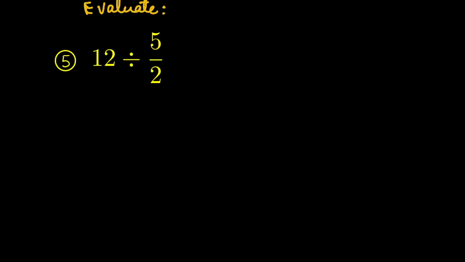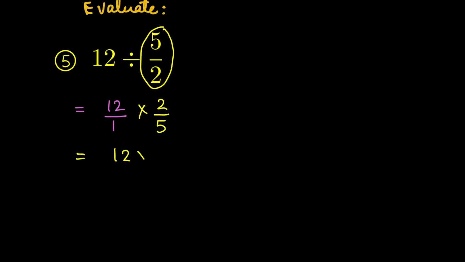Now the next example. Again we have 12. So we write 12 as 12 over 1, and then we write it as times. This fraction 5 over 2, we'll write the reciprocal of it, so it's 2 over 5. After this we write 12 times 2, and the bottom is 1 times 5. We can see that they don't have any common factor, or they are not multiples of the same number. So we can just leave it like this and write the answer by multiplying 12 times 2 as 24 and 1 times 5 as 5. So you can see this time we got a fraction as the answer.